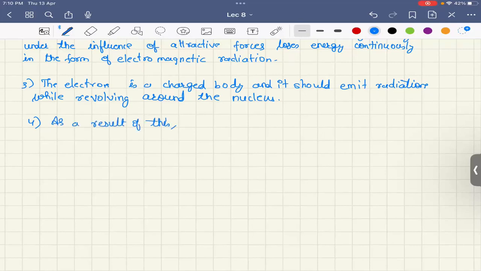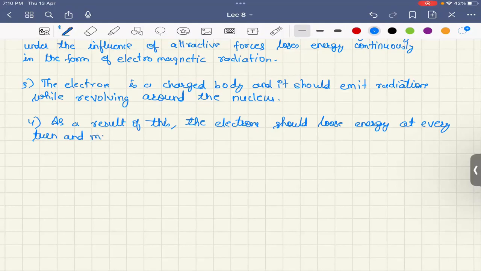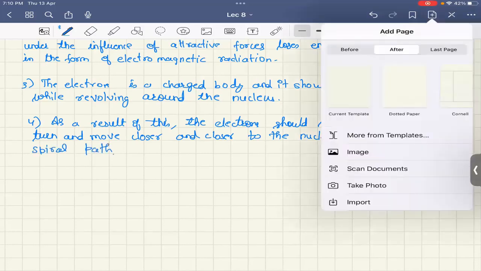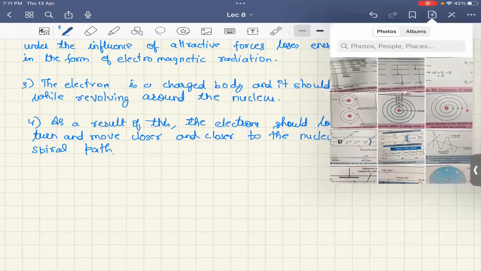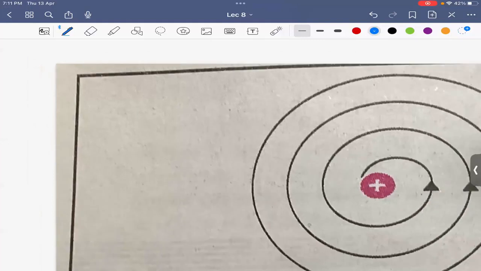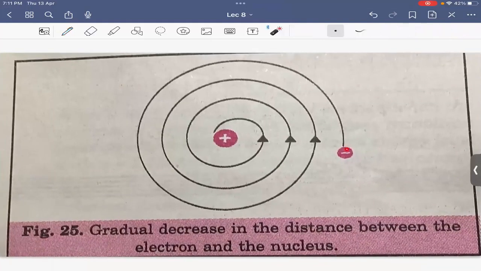As a result of this, the electron should lose energy at every turn and move closer and closer to the nucleus, right? Following a spiral path. So it should be like this. So electrons, as per this theory: the electron is a negatively charged particle, whereas the nucleus is positively charged because of the presence of protons, right? So the electron is under the influence of attractive forces, right?